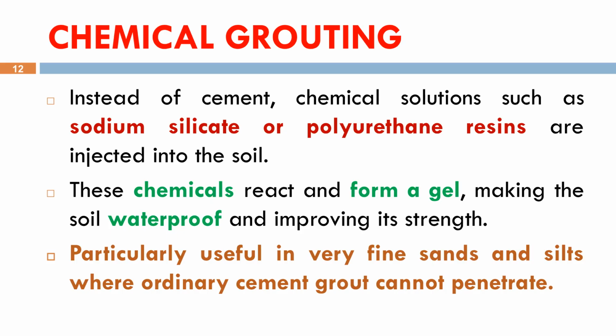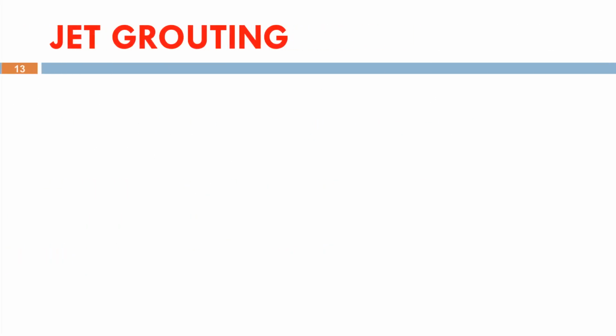Chemical grouting is particularly effective in fine sands and silts, where cement particles are too large to penetrate the soil pores. It is widely used in underground metro tunnels, basement excavations, and water-retaining structures to reduce seepage and improve ground stability. The final grouting technique is jet grouting, one of the most versatile ground improvement methods used today.